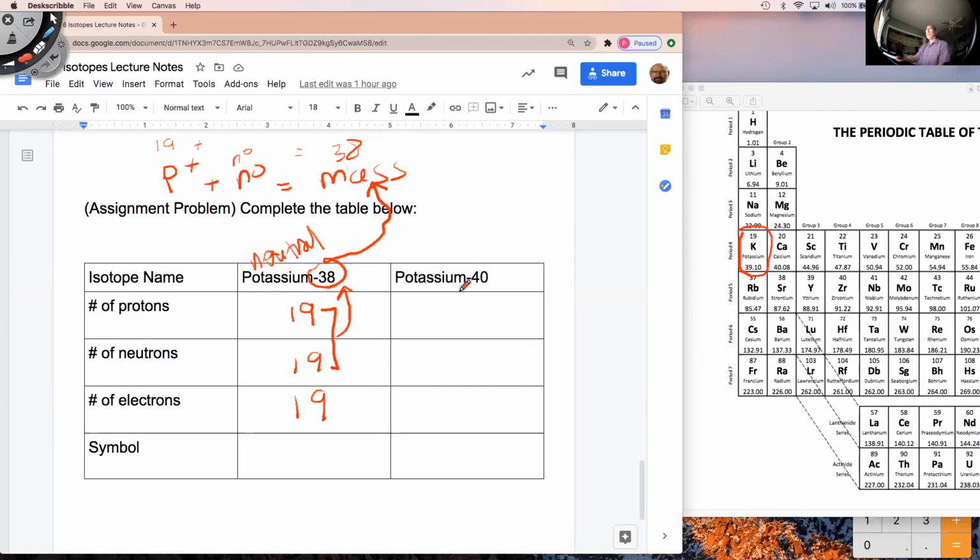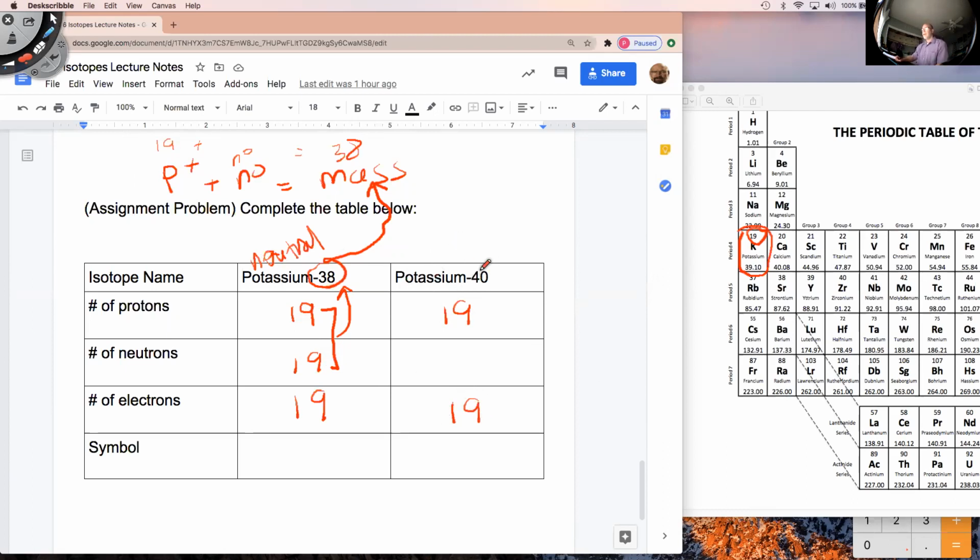How do we find the number for potassium 40? Potassium 40 will have how many protons? Well, no matter what, potassium has 19 protons. So it's always going to have 19 protons. This is a neutral atom. You don't see any charges or anything up there. So the number of electrons will be the same as the number of protons.